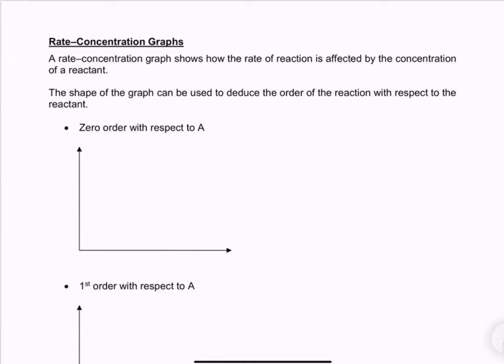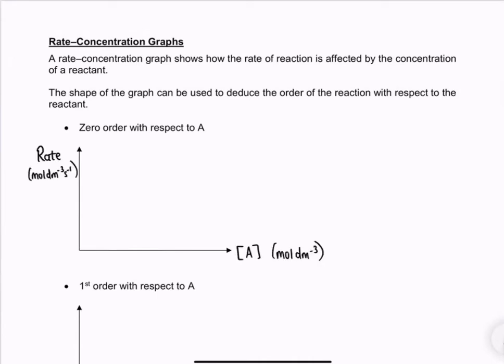In the previous video we had a look at concentration time graphs. What we're going to do now is move on to rate concentration graphs. Like I said before, when you hear a title like that, rate concentration, it tells you that the first thing is on the y-axis and the second thing is on the x-axis. So how does the rate vary as we change the concentration? We're going to look at the different orders again, and we're going to look at the shape of the graph. So we're going to be looking at how rate is related to concentration with different orders.